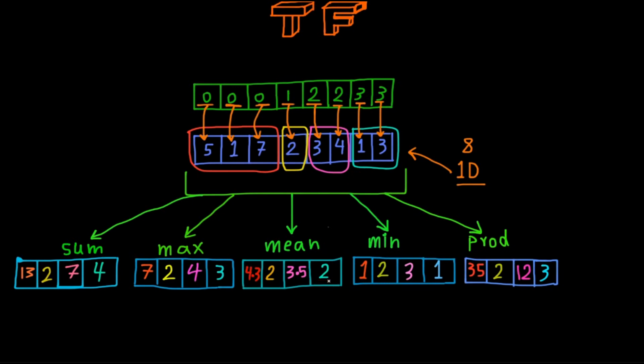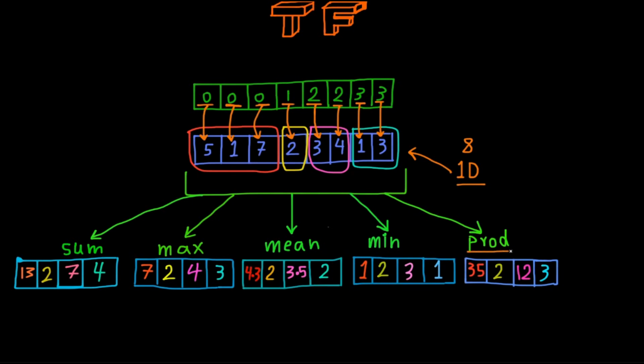And we can also take the minimum number inside each one of these groups. So the minimum number of the first group is 1. So here we will put 1. The minimum number in the second group is 2 because there's just one element here, so we will put 2 here. The minimum number in the third group is 3, and we will put 3 here. The minimum number in the fourth group is 1, so we will put 1 here.